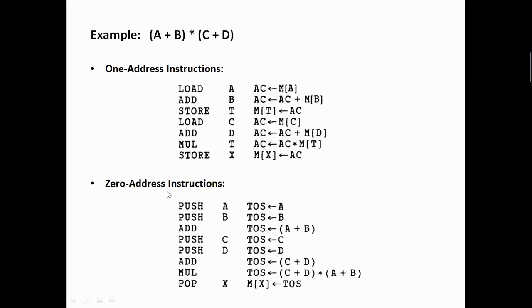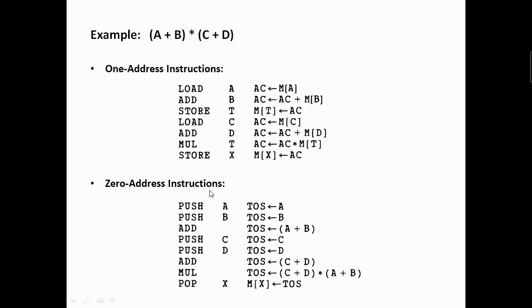And when we say zero address instruction, it means that the actual computational instruction, that is add, multiply, subtract, will not have any address. So here you can see add, no address, mul, multiply, no address. That is why it is called a zero address instruction.